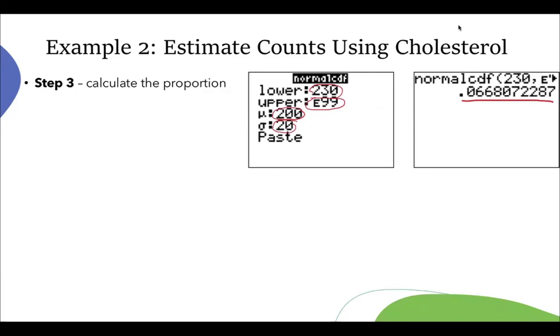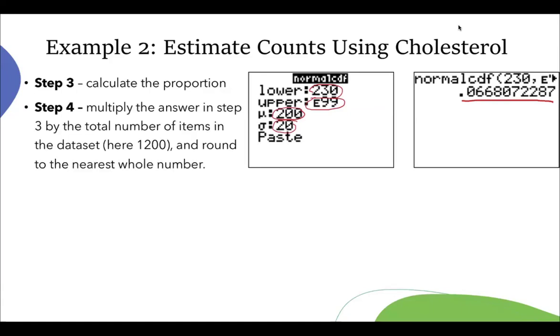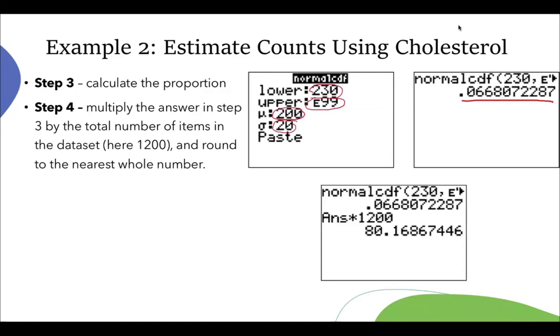We were provided with a total of 1,200. So we're going to multiply by 1,200. When you hit multiply, it automatically takes the answer prior to it and immediately just multiplies that answer by 1,200. And the final answer, the final count here is 80. Okay, rounding to the nearest whole number, the count is 80.